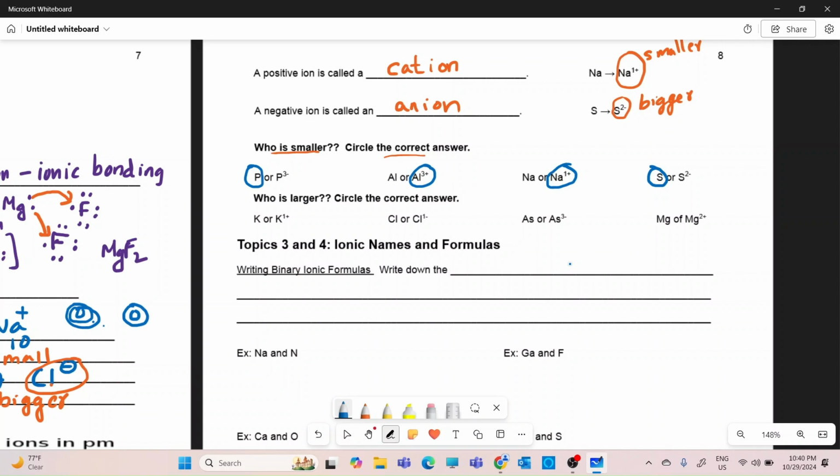Okay, now answer the next questions. Who is larger? We know that positives are smaller, so the larger will be the atom. We know that negatives are bigger, that is the biggest ion. So negatives are bigger, that is the biggest one. Positives are smaller, so the atom will be the biggest.